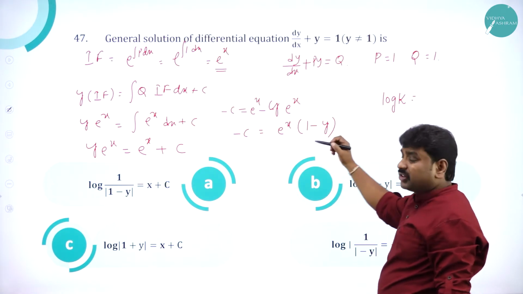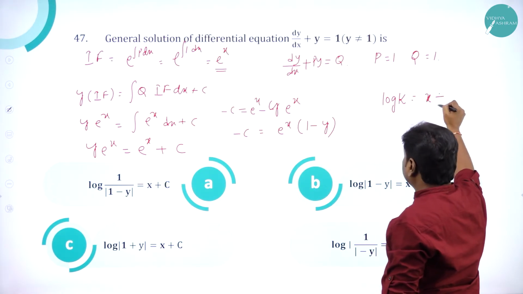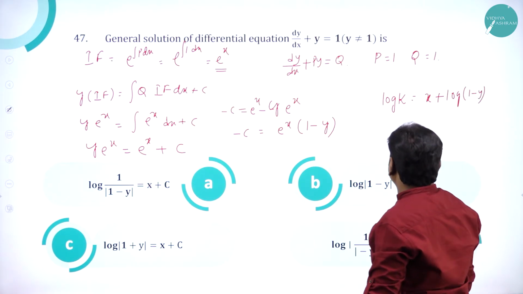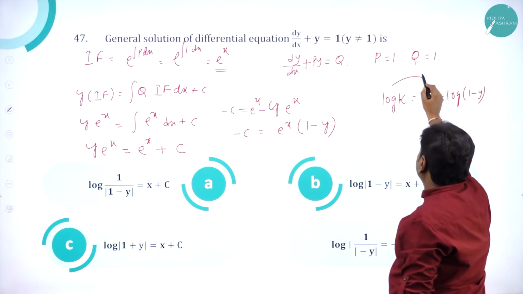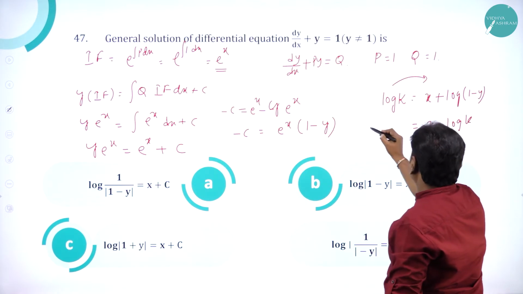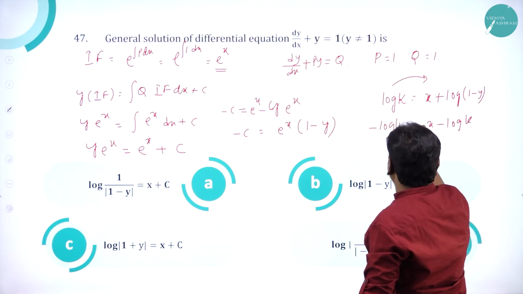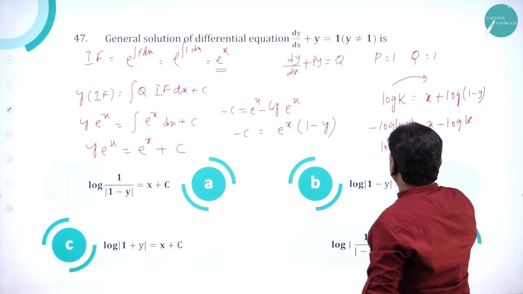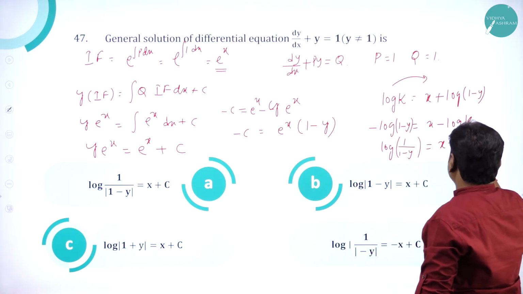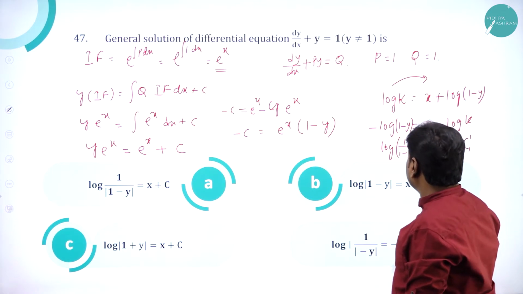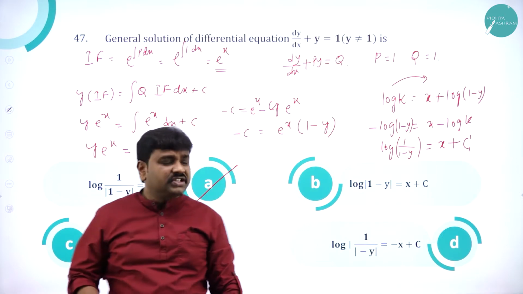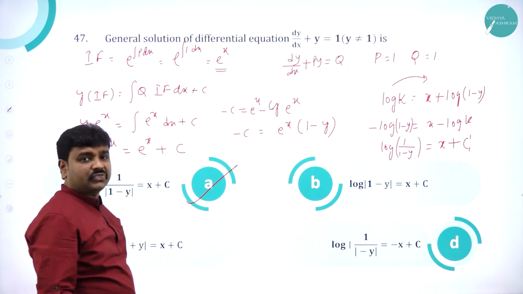Log a into b is log a plus log b. It will become x plus log of 1 minus y. Or if I rearrange, transferring this constant to this side, I will get x minus log k is equal to minus log of 1 minus y, or I can say log of 1 by 1 minus y is equal to x, and we call it some constant c. So, log of 1 by 1 minus y is equal to x plus c. This is suitable. We have to rearrange accordingly, and we have done it.